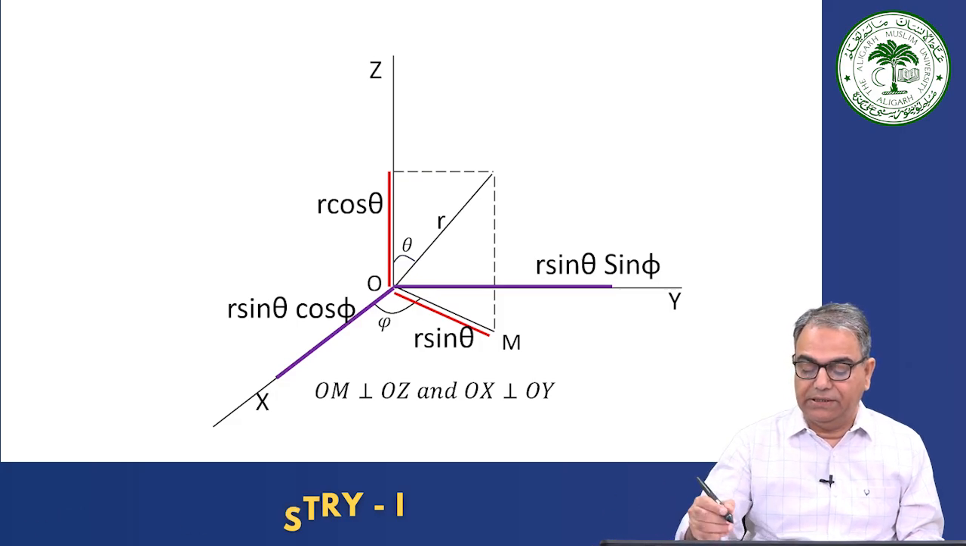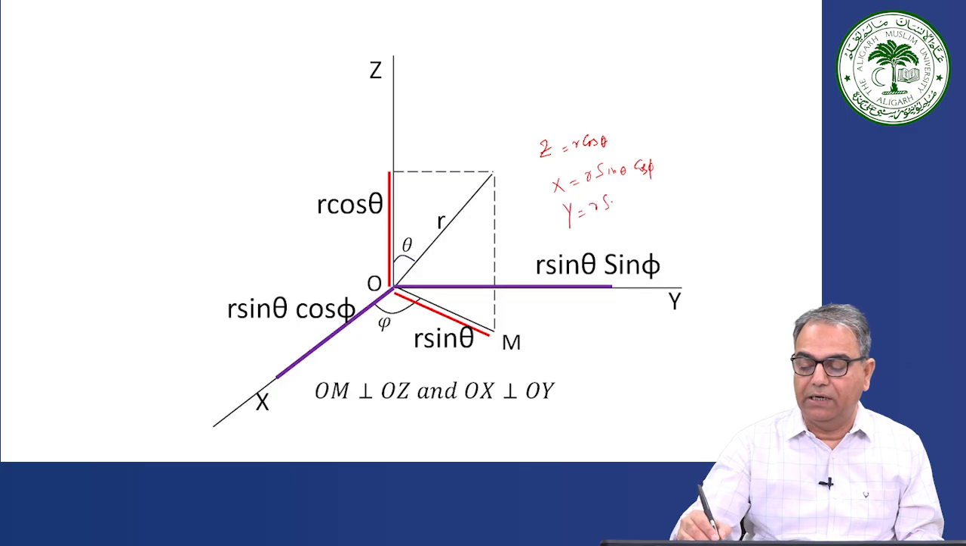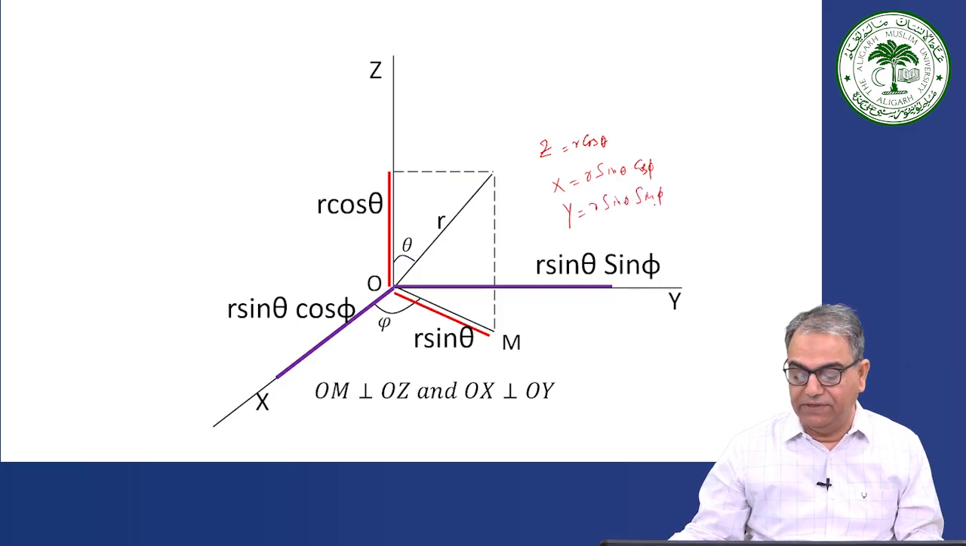that z comes out to be equal to r cos theta, and x comes out to be r sin theta cos phi, and y comes out to be r sin theta sin phi. How does it come? We will see. Okay.